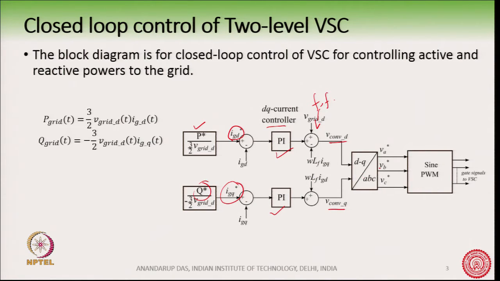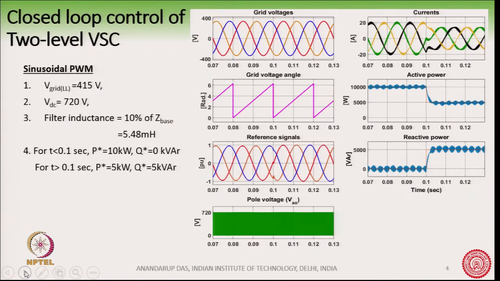This goes into DQ to ABC transformation and will give you VA star, VB star and VC star, which you give to a sine PWM or space vector PWM, whatever, and then gives you the gate signal to the VSC. Okay. And then of course, there are some feedback terms, and you can see this in one of the previous slides.